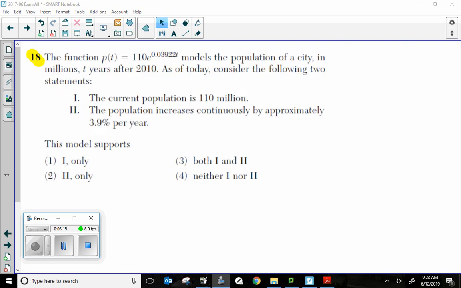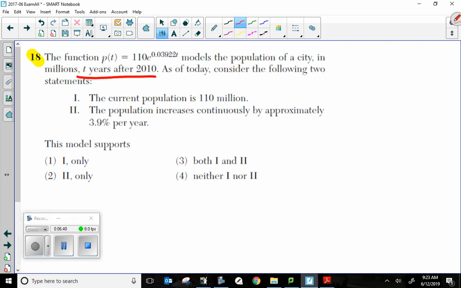Now, 18 is a data or an exponential. This happens to be an exponential. The function P of t equals 110e to the 0.03922t models a population of a city in millions, t years after 2019.